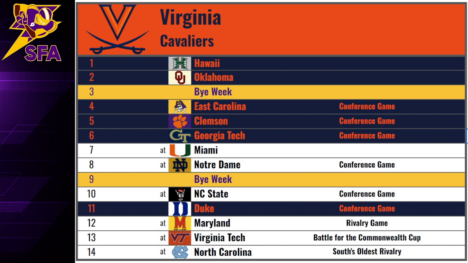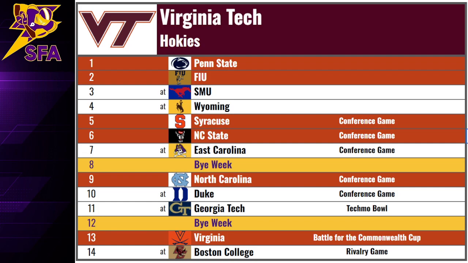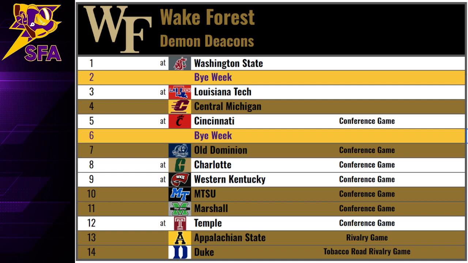We got Virginia Tech up next. The Hokies, Penn State, FIU, SMU, and Wyoming. Next up, we got Wake Forest, Washington State, LA Tech, Central Michigan. And we've got... Who else? Duke.